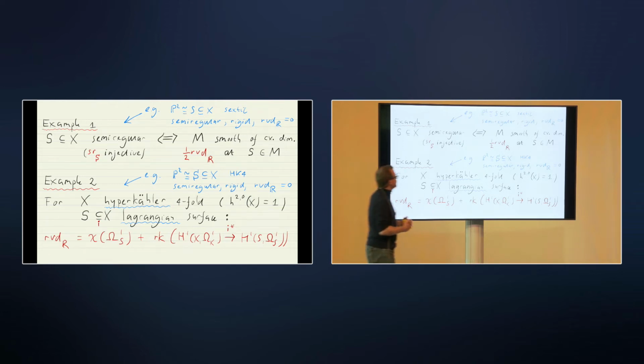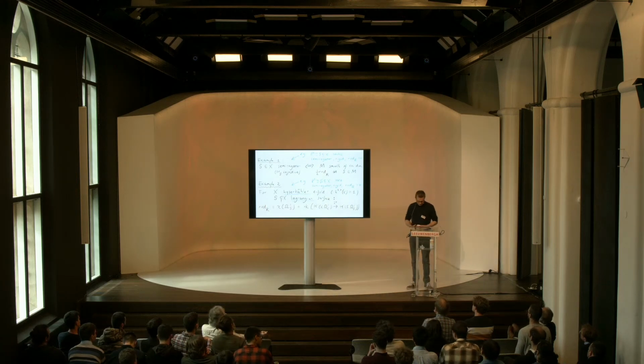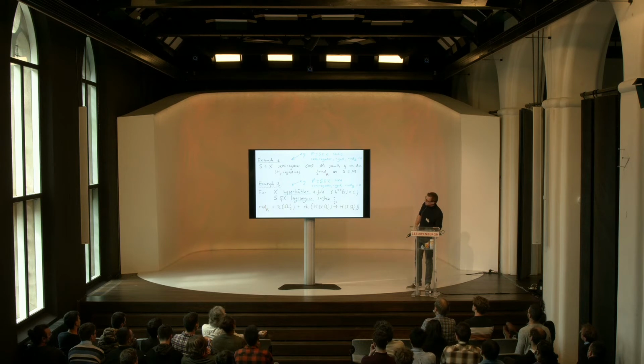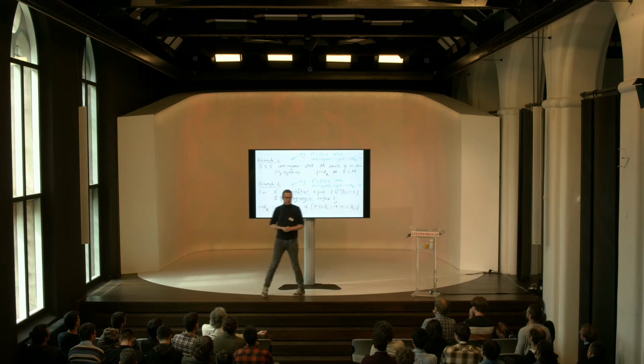And in particular, if you, for instance, have a plane on a sextic, it's a semi-regular point, it's a rigid surface, and the reduced virtual dimension, as I already said, is 0. So it's an isolated, smooth point in your moduli space. The second example: so far I haven't actually told you what I mean by a Calabi-Yau fourfold. So I mean a smooth projective variety with trivial canonical bundle, but I allow abelian fourfolds and hyperkähler fourfolds.